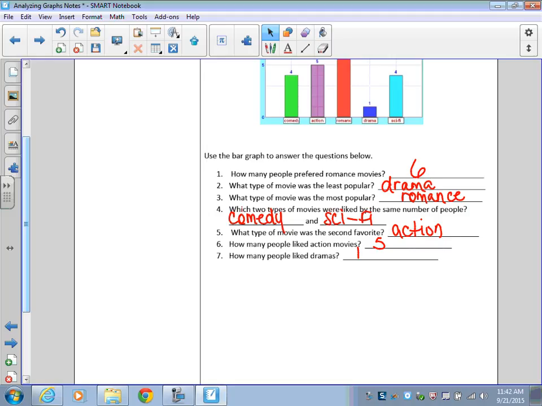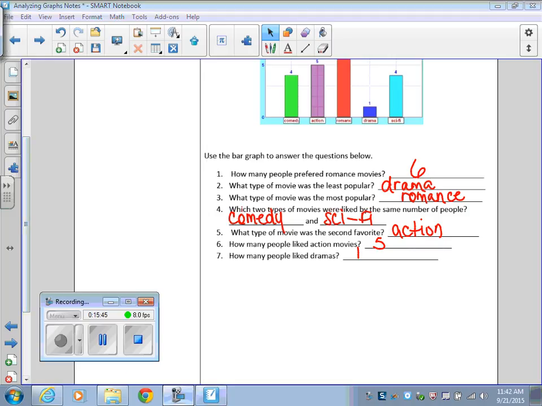When you're reading or analyzing graphs, all you do is look at the graph and the information provided and answer your questions.